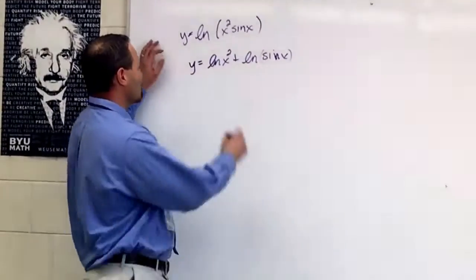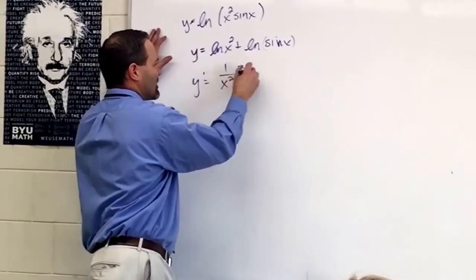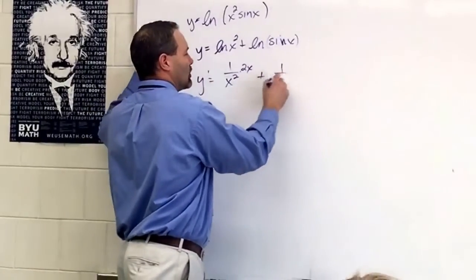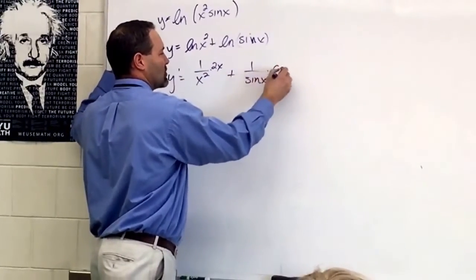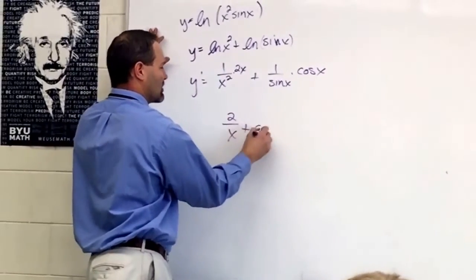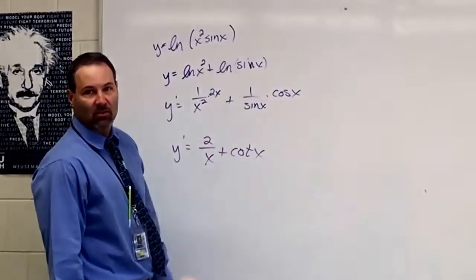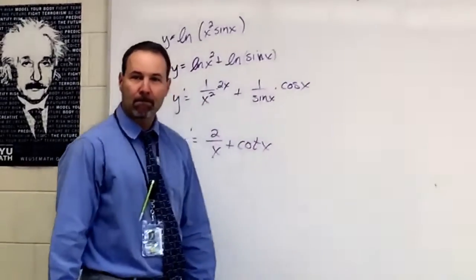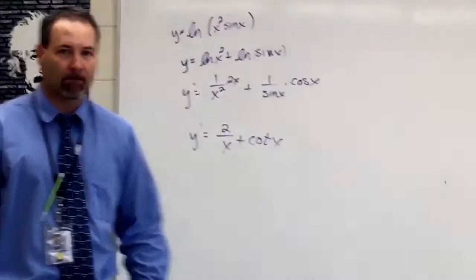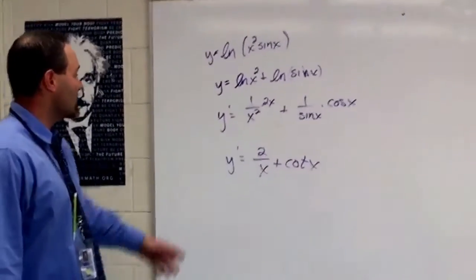Okay, so now y prime would be 1 over x squared times 2x, plus 1 over sine x times cosine x, so it's 2 over x plus cotangent x. Since we rewrote it using our log properties, it becomes a very simple derivative. Could you just put the 2 in front of that? Yep, that's another way we could have done it, and you would have gotten the same thing.